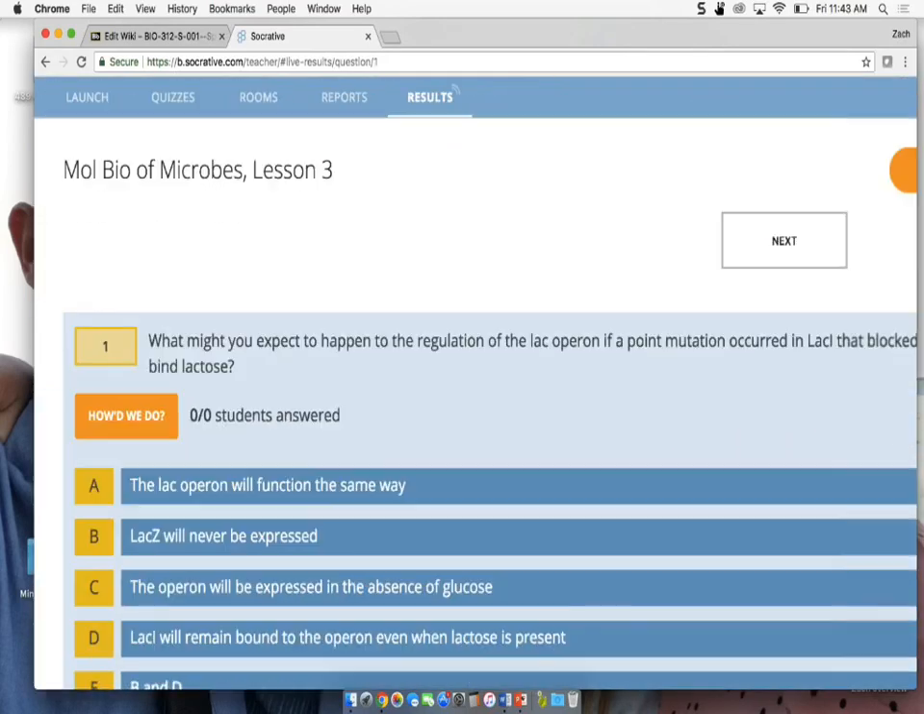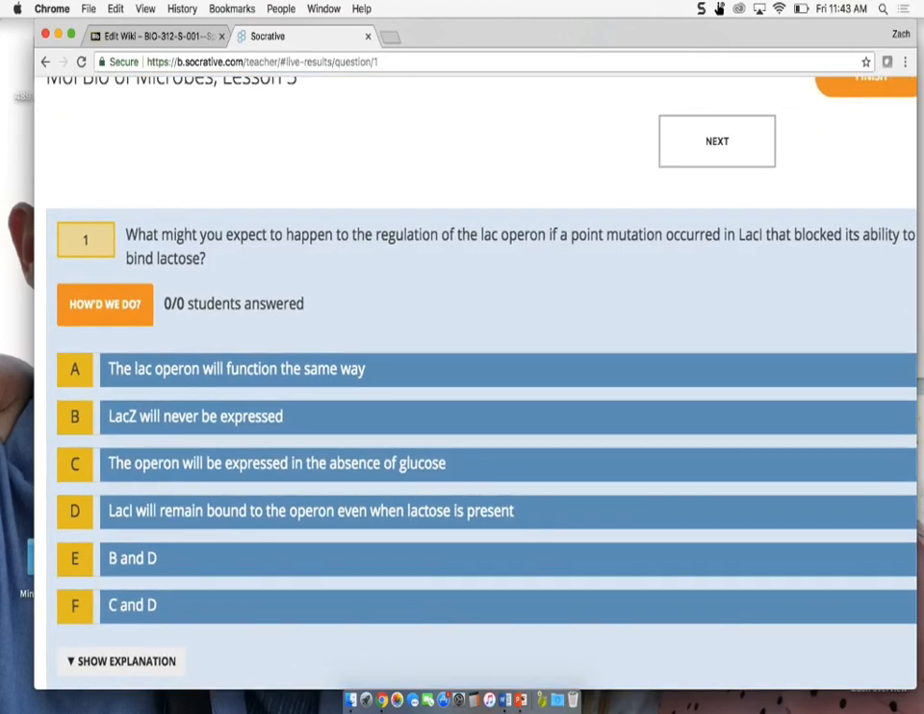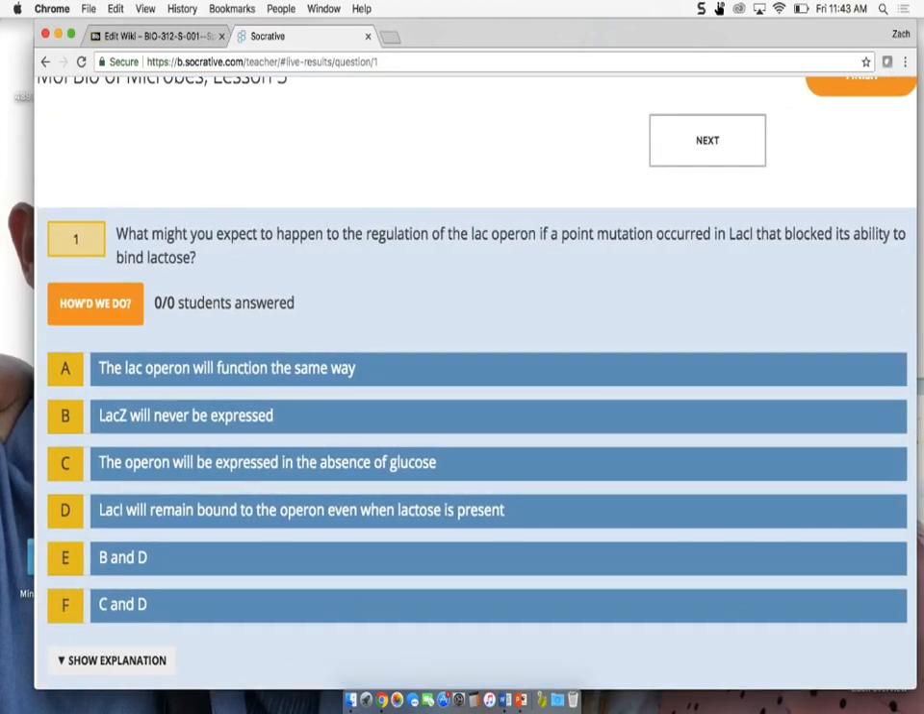This one's a little bit different. So the question reads, what might you expect to happen to the regulation of this operon? How might it change if a point mutation occurred, a missense mutation, on LAC-I that blocked its ability to bind to lactose? In other words, LAC-I no longer can bind to lactose.